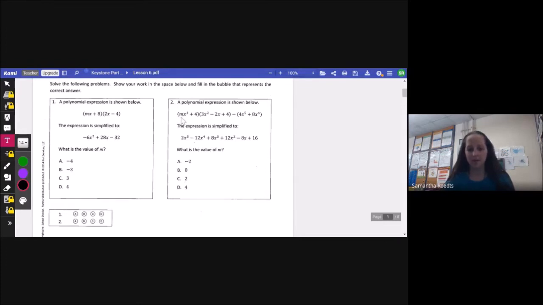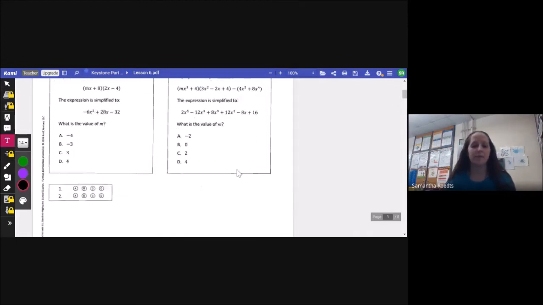I can always double check. 2 times 3 is 6, and then x to the 5th minus 4x to the 5th gives me 2x to the 5th.